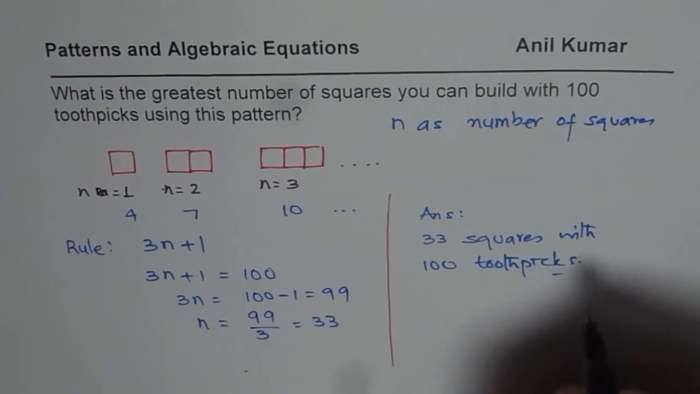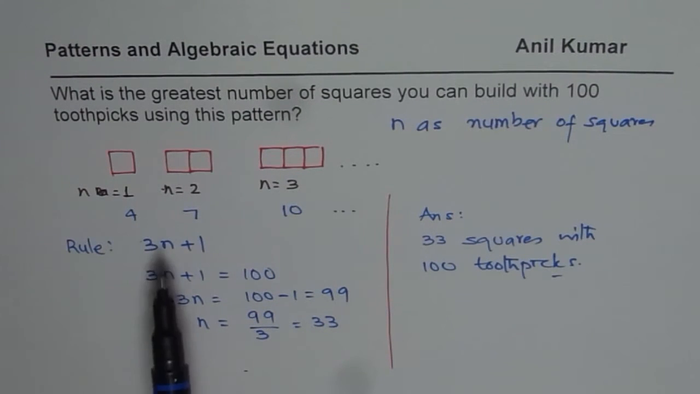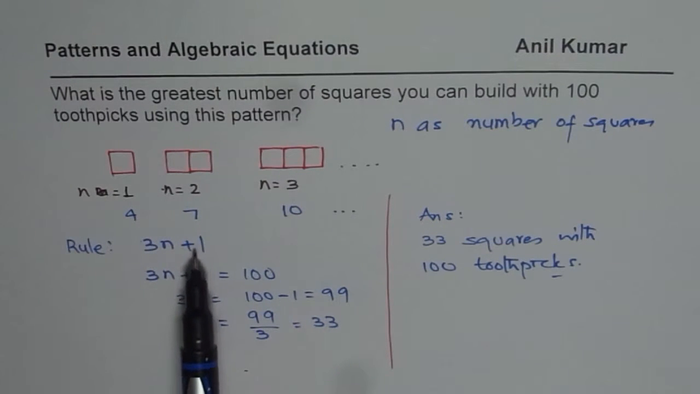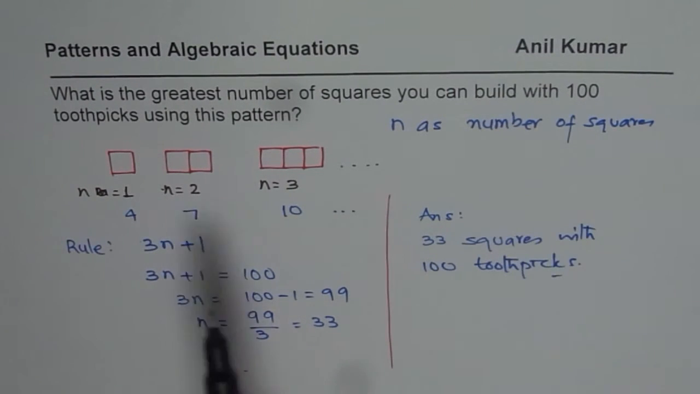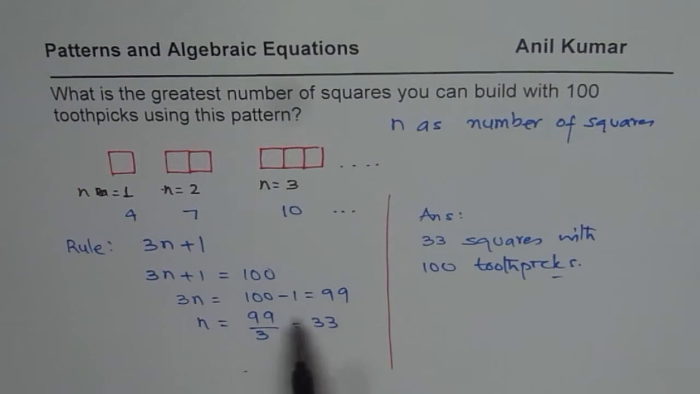So that is one way of solving it. The other way is you could do systematic trial and error, right? So you can try different numbers. Let us say we assume that n is 30. Then 30 times 3 is 90. 90 plus 1 is 91. That makes a total of 91 toothpicks. So since we have 100, we could do more. And then you can take 35, which will give you a value which is more than 100, and then converge to 33. So that is how you can do it with systematic trial also.